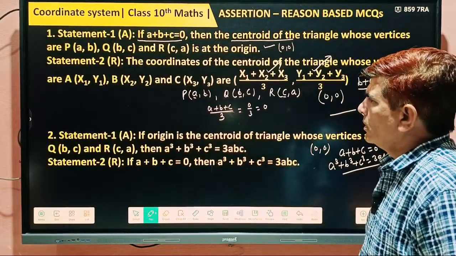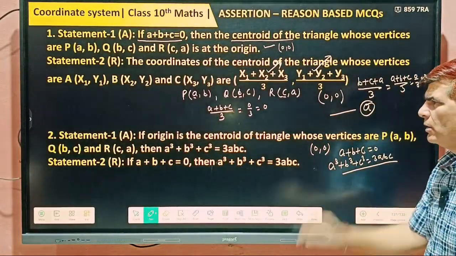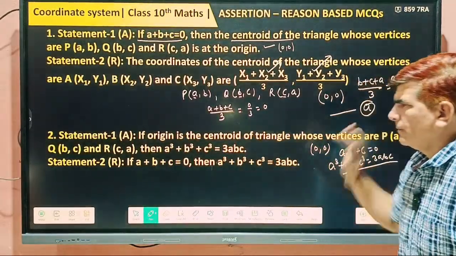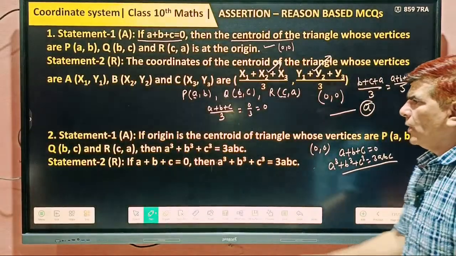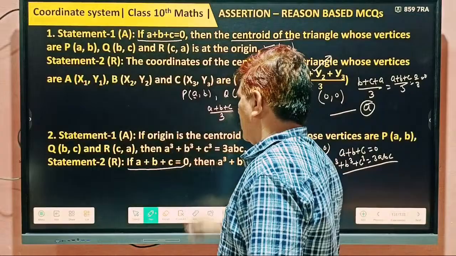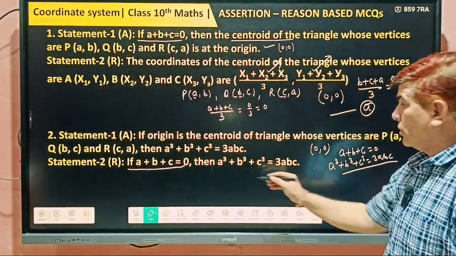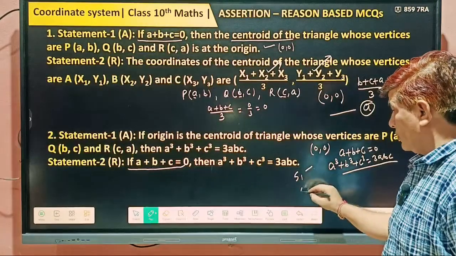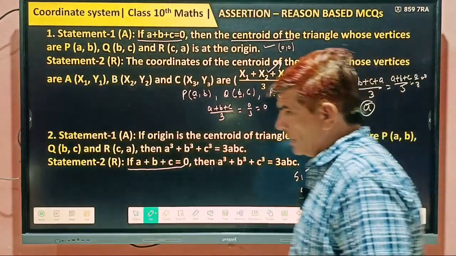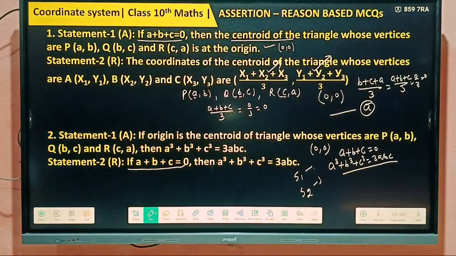Yes or no? If the origin is the centroid of a triangle whose vertices are these, then this is equal to this. And what is given? A plus B plus C equal to 0, then this is equal to this. This is also right. Statement S1 is right, statement S2 is also right, and we have to check whether it is a correct explanation of it or not.